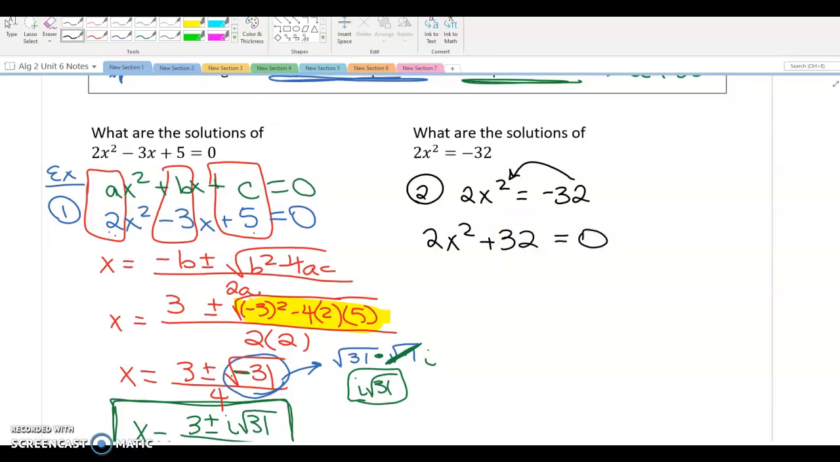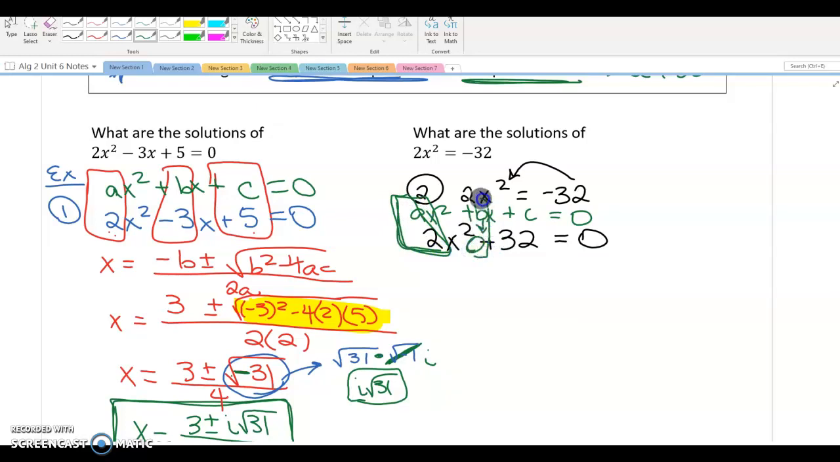And now at this step, I still need my ax squared plus bx plus c. But if you look at it, it only has two terms. 0 would be b. You got it. So a is going to be what? 2. So a is 2. b doesn't have a term there, so we put it as 0.